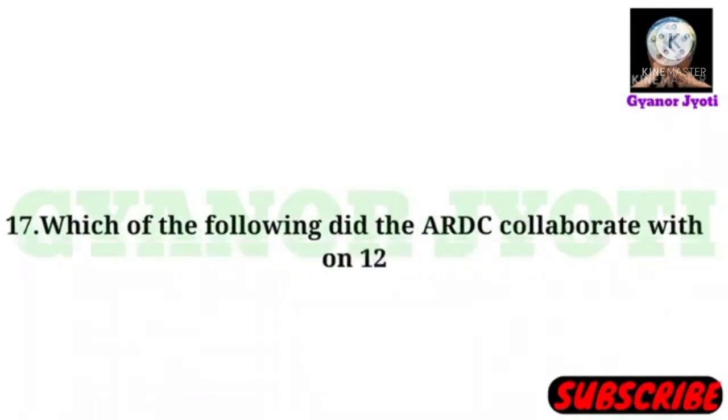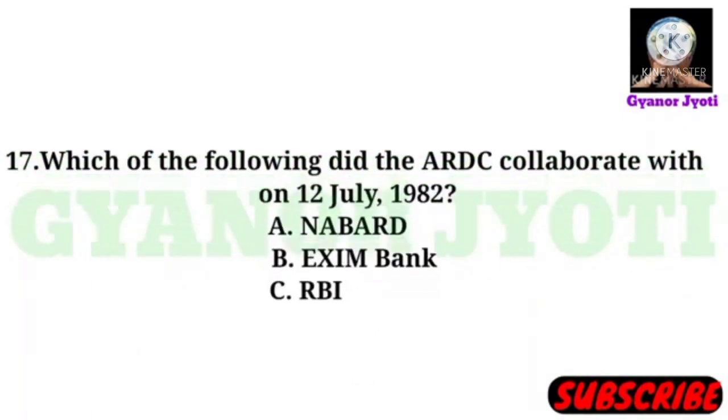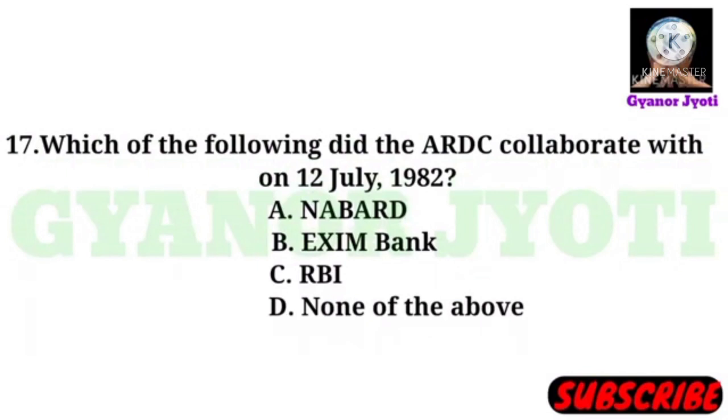Next, which of the following did the ARDC collaborate with on 12 July 1982? Correct option is option A. Option A is NABARD. NABARD, the ARDC collaborated with on 12 July 1982. Option A is the correct.